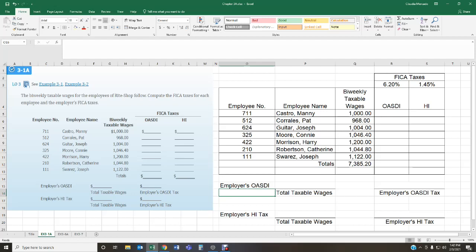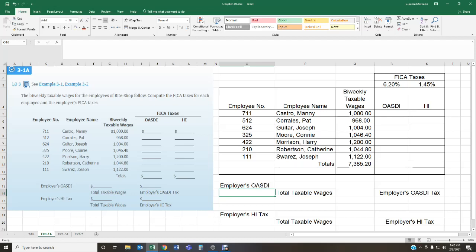The first thing that we need to know is the FICA taxes are composed of two taxes, the OASDI and the HI. The Social Security Act imposes a separate tax on employees and employers for the old age, survivors, and disability insurance. That is what OASDI stands for: old age, survivors, and disability insurance benefits. And we also have HI, which stands for hospital insurance. So we have two taxes that are collected from the employee and from the employer.